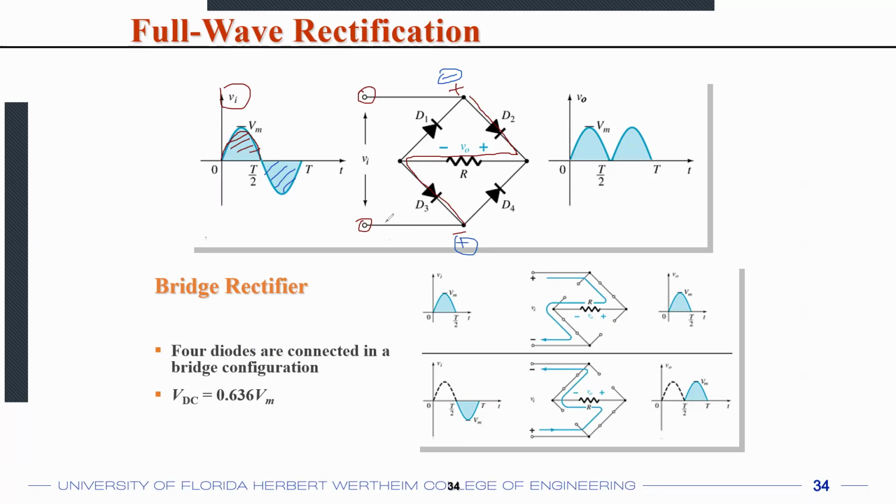How would the current flow? In that case, the current will flow through the diode D4. It will flow through the resistance R and then flow through the diode D1. So this will be the flow of the current.